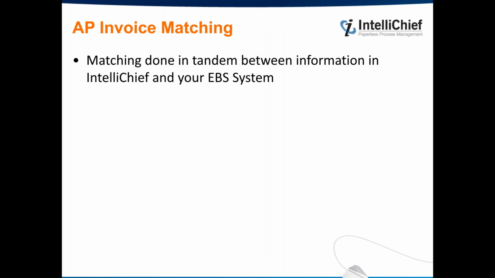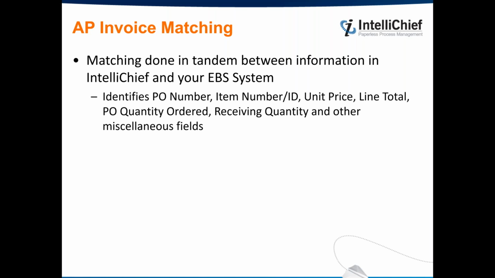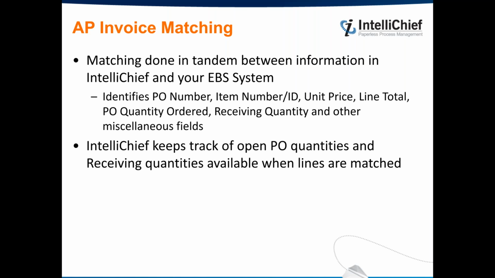So obviously we do that in conjunction with EBS. We identify the PO number, the item number ID, unit price, line total, really everything. Again, if we're talking about a three-way match, everything that we need to know about what you purchased, what was received, and then what was ultimately invoiced by the supplier. We also keep track of open PO quantities and receipt quantities. So when lines are matched, so if I have folks doing blanket orders and so forth, this applies really to you, like I'm buying raw materials off a contract.